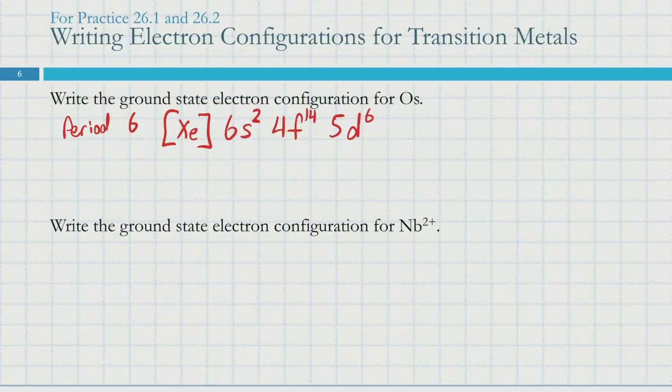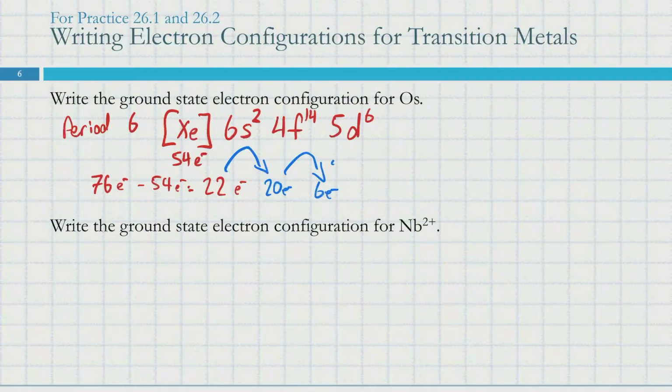And we can check that. This is 54 electrons. Osmium in its ground state should have 76 electrons. So we're expecting 22 electrons. We placed 2 in the 6s. So we've got 20 left. We used another 14 for our F block. And then we used the final 6 in the D block. Questions about that?